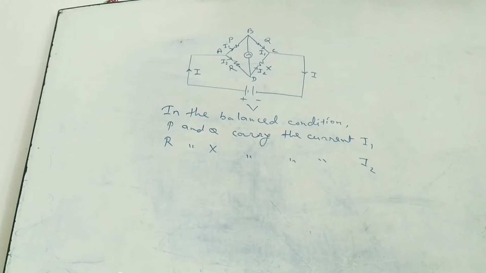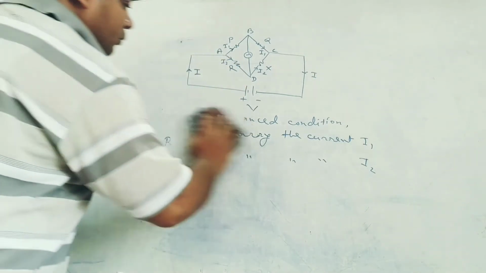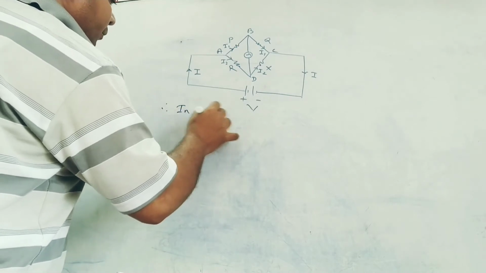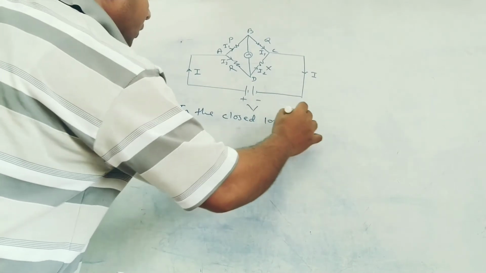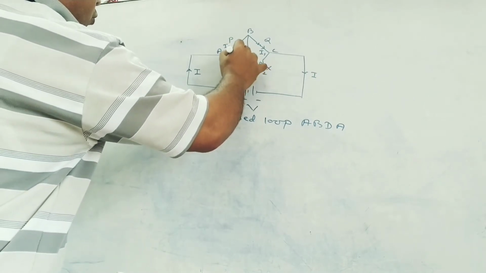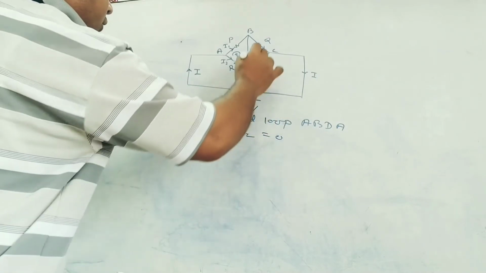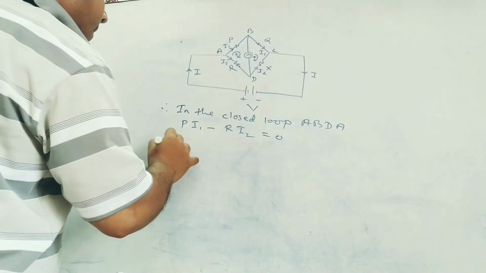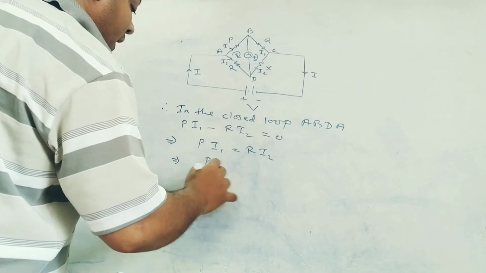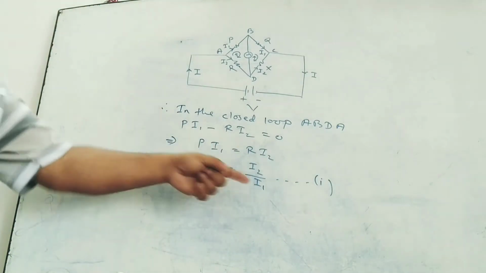Now we can apply Kirchhoff's law in the two closed loops. Therefore, in the closed loop ABDA, we have P I1 minus R I2 is equal to 0. This gives P I1 is equal to R I2. Therefore, P by R is equal to I2 by I1. Equation number 1: P by R is equal to I2 by I1.